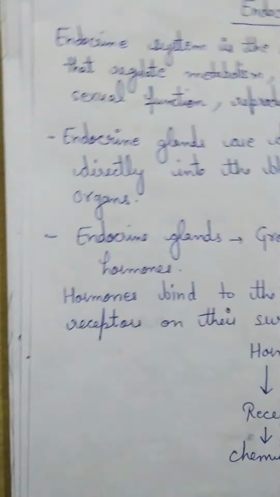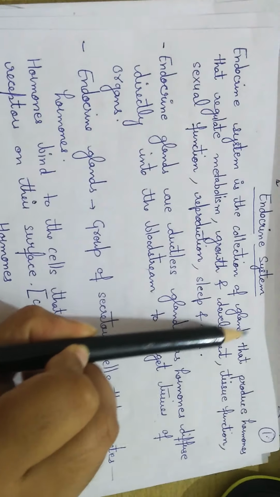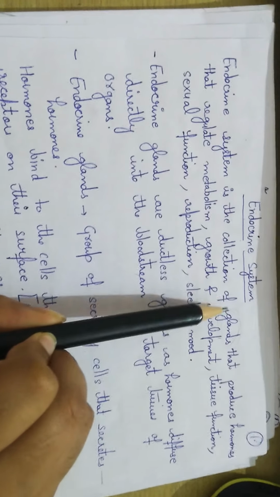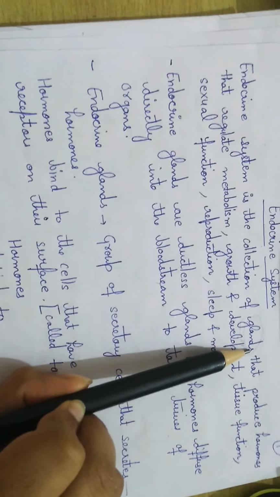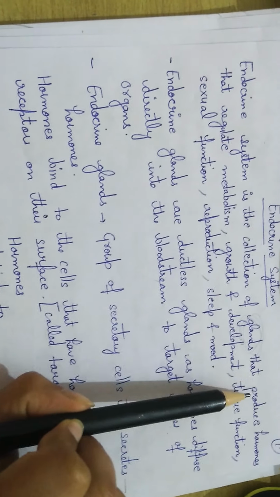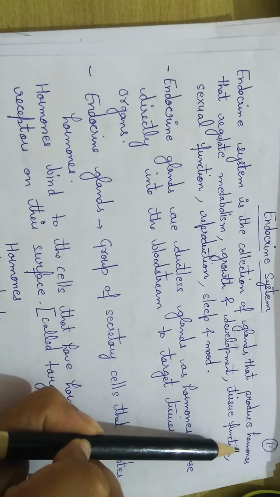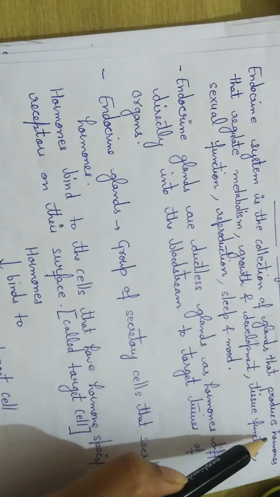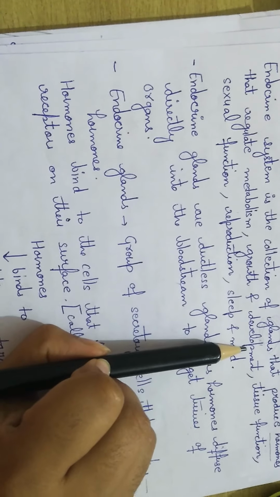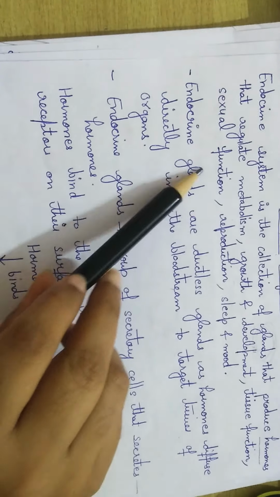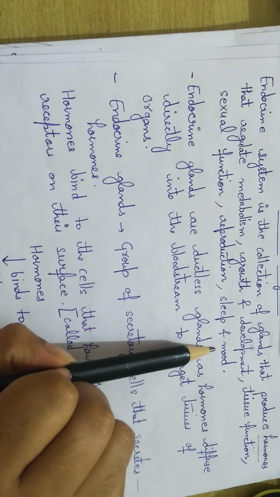So the endocrine system is basically the collection of glands. As I told you, we will be studying the different glands from where the hormones are released. These glands have cells where these hormones are produced, and if we talk about the general function of hormones, they regulate metabolism, growth and development, tissue function, sexual function, reproduction, sleep and mood.